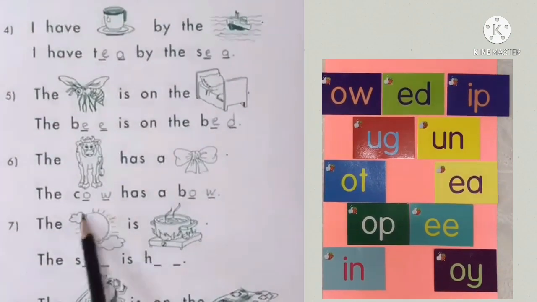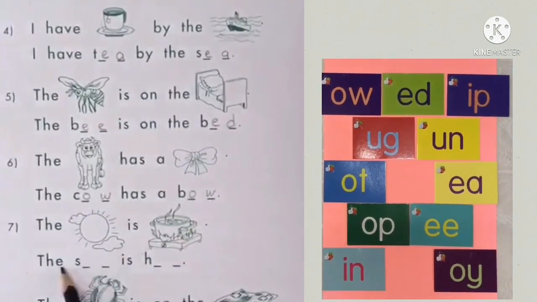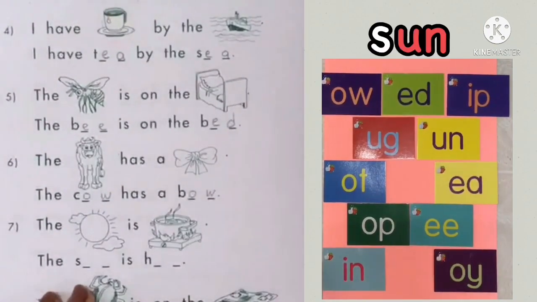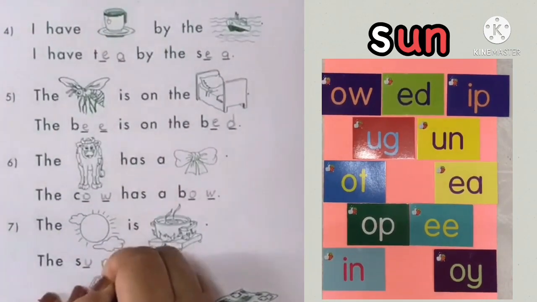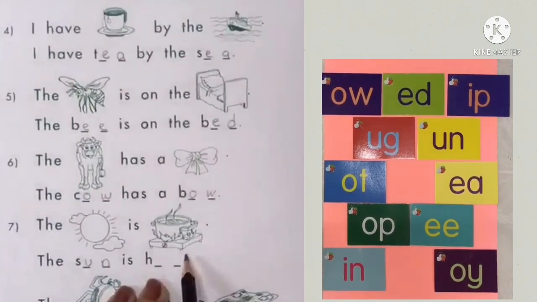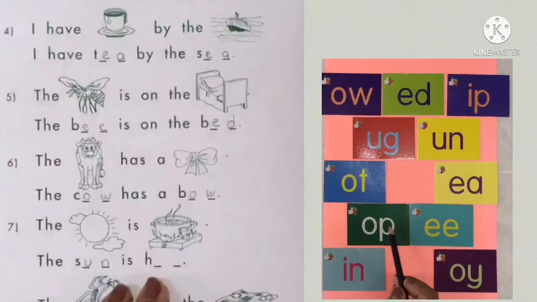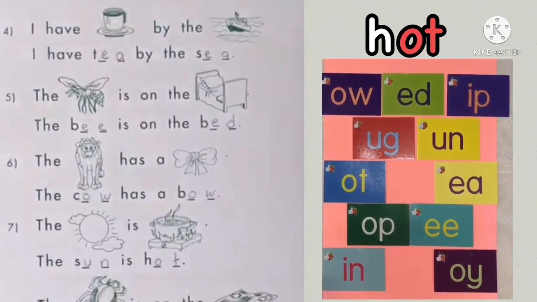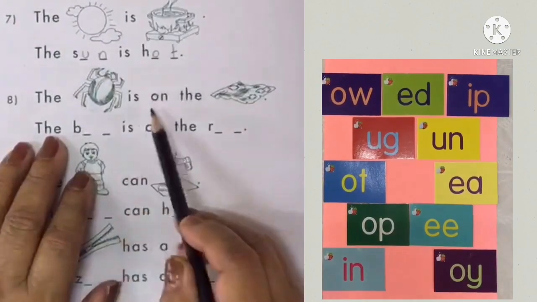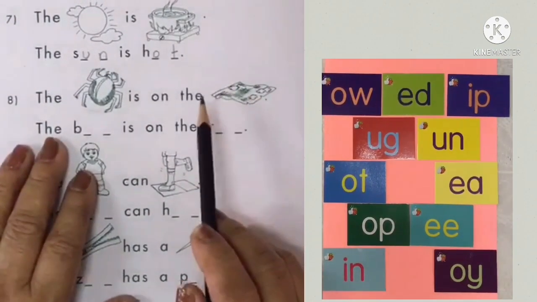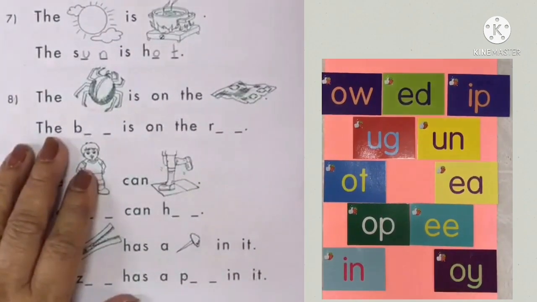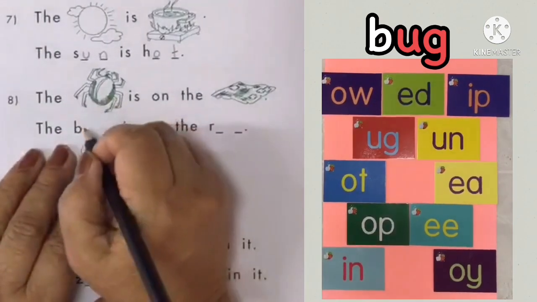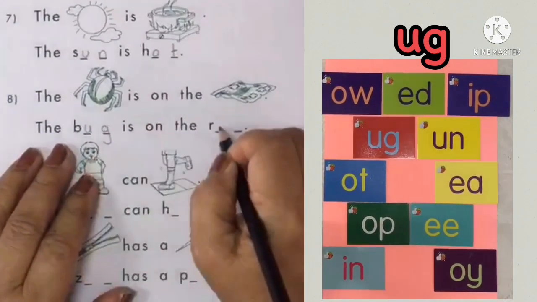And number seven. The sun is hot. The sun, un. So, is it I-N or is it U-N? U-N. Sun is hot. Ot. So, is it O-T or O-P? O-T. Ot. Hot. Number eight. The bug is on the rug. Ug. So, is it U-G or is it O-Y? U-G. Bug and rug.